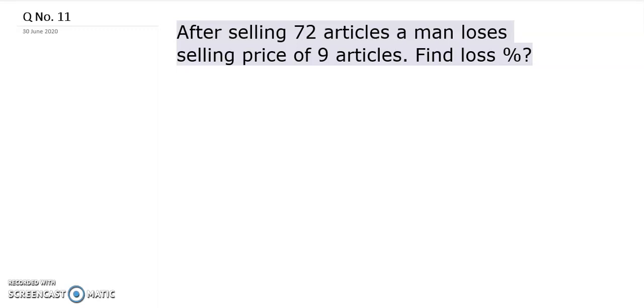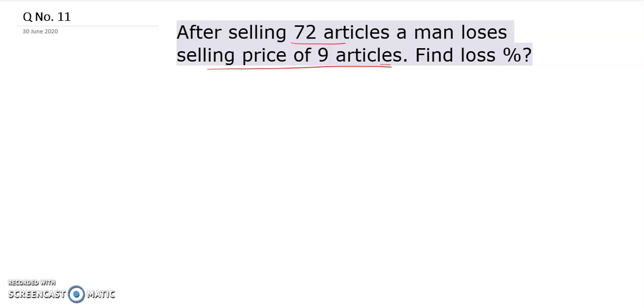Let's continue with our questions on profit and loss. Question number 11. After selling 72 articles, a man loses selling price of 9 articles. Find loss percent. In this question, real value is not given, so we can assume any value of articles.